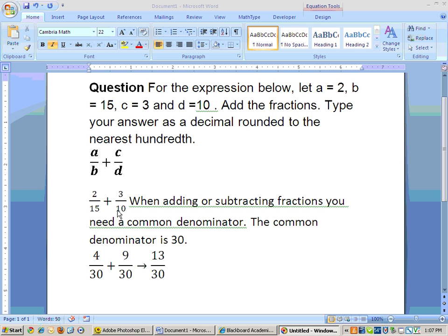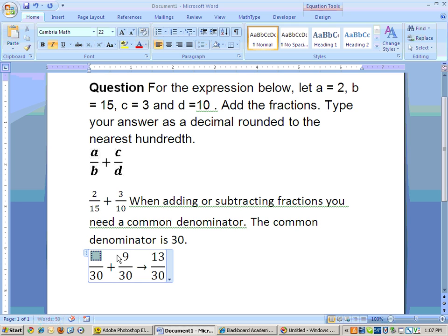Well, when adding these, we need to get a common denominator. The common denominator between 15 and 10 is actually 30. We can just go up the multiples of 15 until we find a number that 10 goes into. Well, 1 times 15 is 15, and 10 doesn't go into 15. 2 times 15 is 30, and 10 does go into 30. So 30 is the least common denominator.